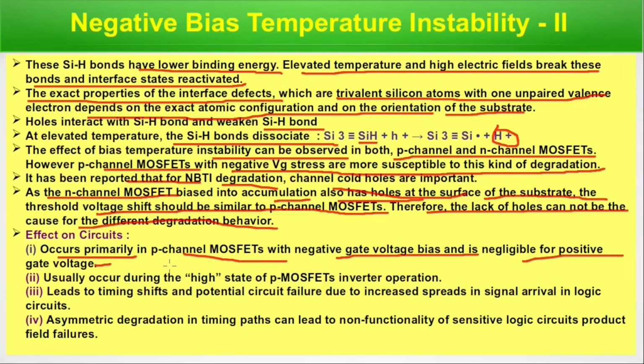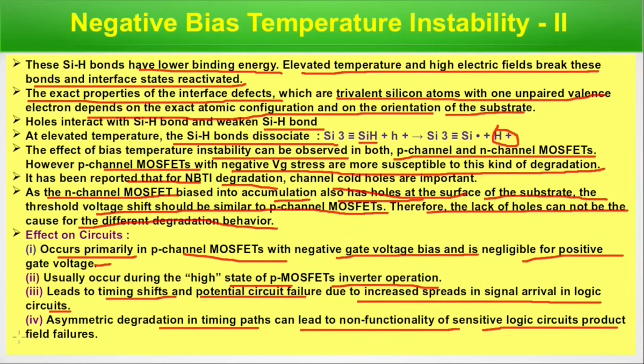At the gate, if we apply negative voltage, holes are attracted towards the silicon dioxide interface, and the silicon-hydrogen bonds are there. That bond having lower binding energy is weakened by holes, and interface states are reactivated. It usually occurs during the high state of PMOS inverter operation. It leads to timing shift, and potential circuit failure due to increased spread in signal arrival in logic circuits. Asymmetrical degradation in timing paths can lead to non-functionality of sensitive logic circuit products, and field failures. If a circuit cannot match its timing, it's not reliable, because a circuit has its purpose. It's designed in that way to match its timing.